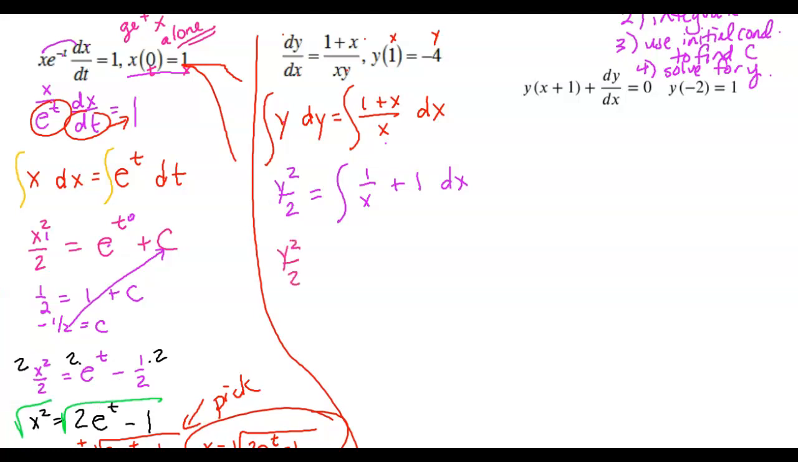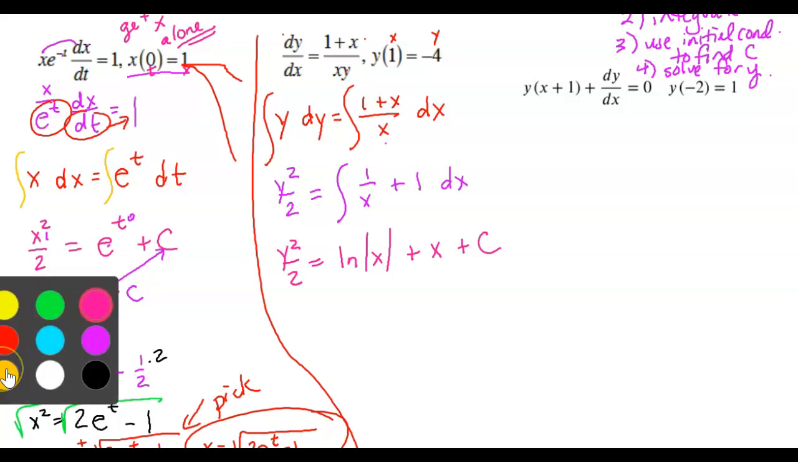So leave this alone. The integral of 1 over x is natural log of x. Keep that absolute value until we can get rid of it. And then the integral of 1 is x plus c. Okay?